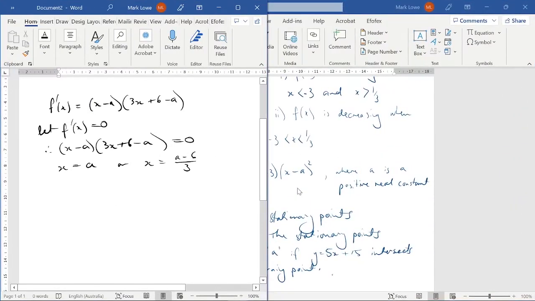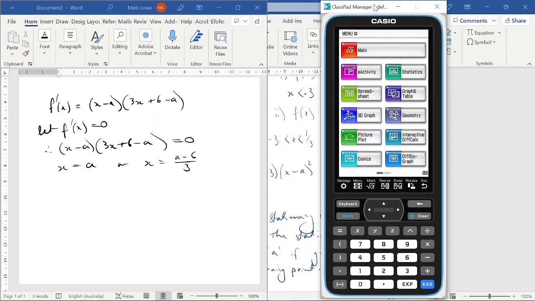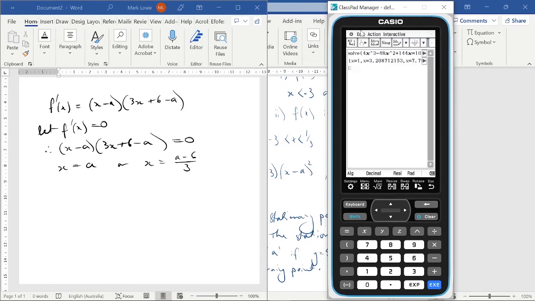Now, I'm just thinking, for something like this, the best way to do it perhaps is even to use the calculator. Okay, so bring that across here, and so we can find the derivative, okay, a couple of ways.